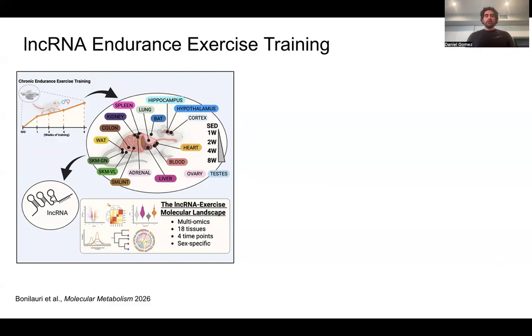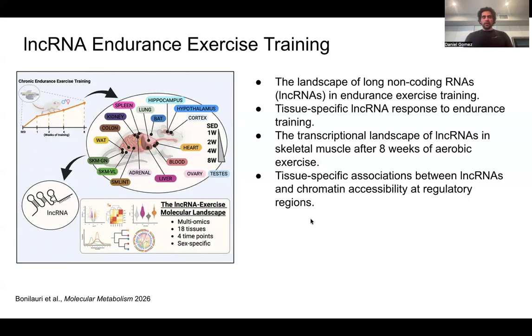So we can see the lncRNA exercise molecular landscape for multiomics, 18 tissues, 4 time points, that were sex specific, and we get this landscape of long non-coding RNAs and endurance exercise training. The transcriptional landscape of these lncRNAs is in skeletal muscle mainly. What we'll look at is after 8 weeks of aerobic training, specific for that cluster of skeletal muscle and 8 weeks of aerobic exercise.